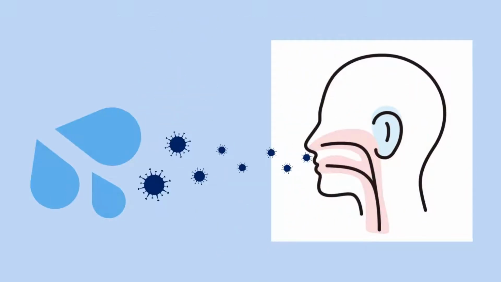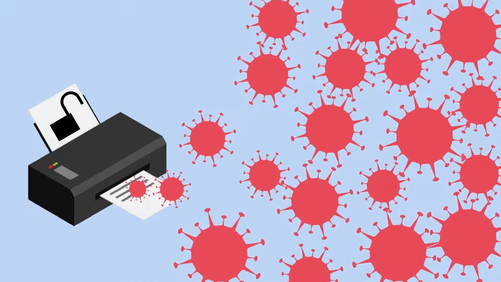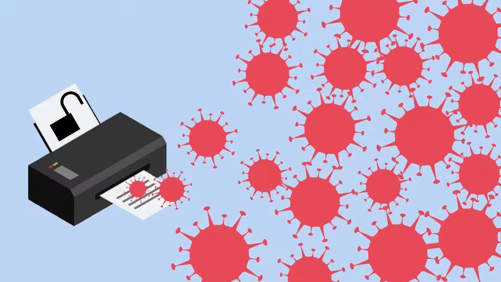Influenza spreads primarily through droplets in the air, which allows the virus to attach to cells within the nasal passages and throat. The hemagglutinin surface proteins on the virus, which act as little keys, then bind to receptors on the surface of human cells and unlock access to our cells. This allows the virus to make millions of copies of itself, marking the beginning of a flu infection.